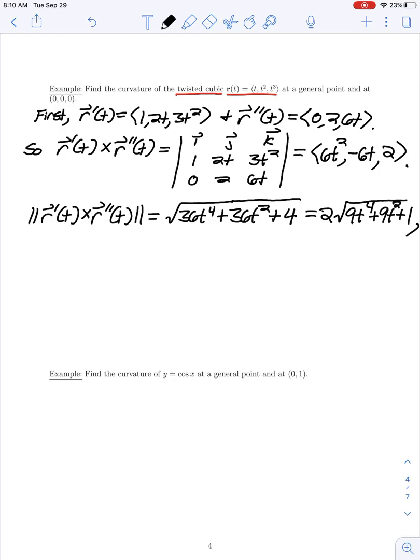And I also need to calculate the magnitude of r prime of t for that formula, which would be given by the square root of the sum of the squares of my components from r prime. So looking back at what we had for r prime, our first component was 1, so 1 squared is 1, plus our second component, 2t squared, would give me 4t squared. And then my third component, 3t squared, quantity squared, would give me 9t to the fourth.